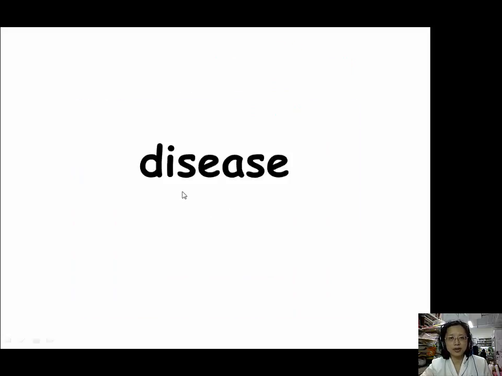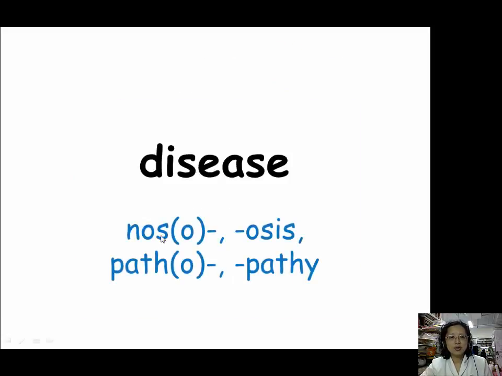Let's review what we learned. For disease, we could use the prefix noso, N-O-S-O, or patho, P-A-T-H-O, or we could use the suffix osis, O-S-I-S, or pathy, P-A-T-H-Y.